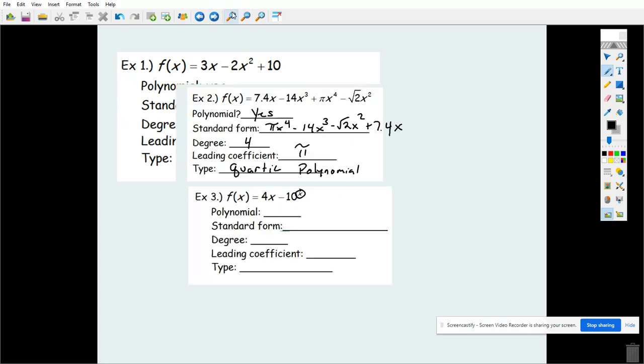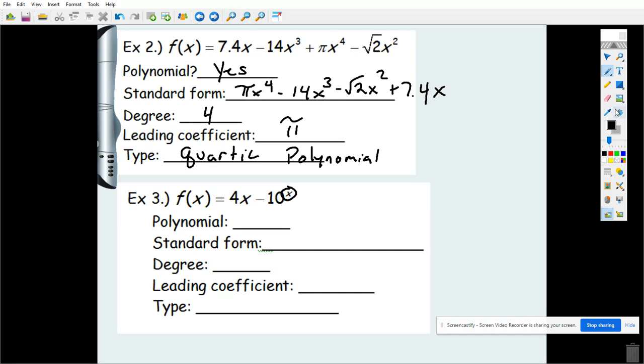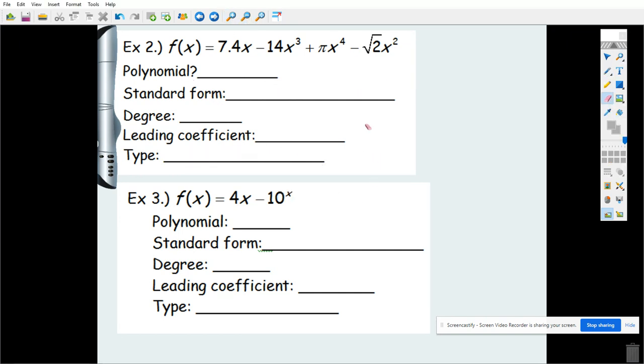So I want to look at a couple of these. And again, looking at these, is this a polynomial? Do not look at the numbers that are in front. Just look at the degrees. The degree is 1, 3, 4, 2. So is this a polynomial? Yes. They're all positive whole integers. Now put this in standard form.